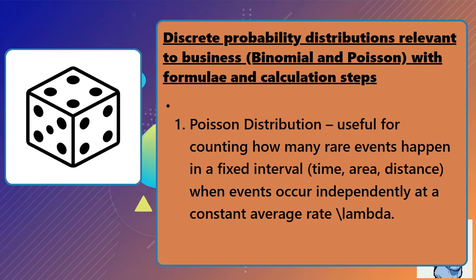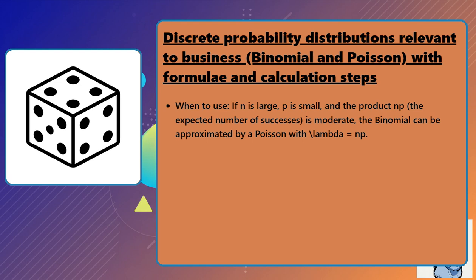The Poisson distribution is useful for counting how many rare events happen in a fixed interval, such as time, area, or distance, when events occur independently at a constant average rate lambda. P(X = k) = e^(−λ) × λ^k / k!, where k ranges from 0 to infinity. When to use: if n is large, p is small, and the product np, the expected number of successes, is moderate, the binomial can be approximated by a Poisson with λ = np.